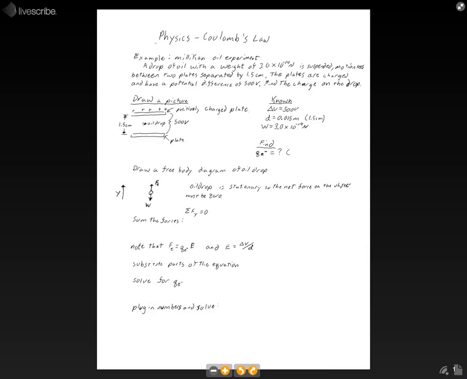Physics, Coulomb's law. To describe Coulomb's law a little bit, we're going to go ahead and do an example.